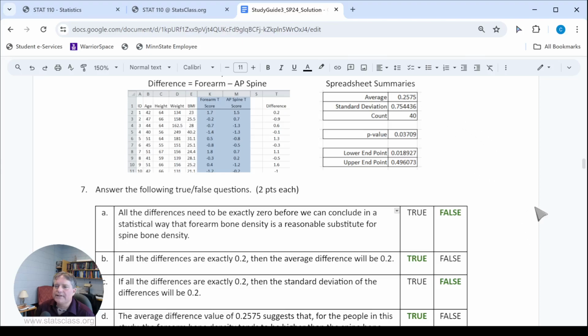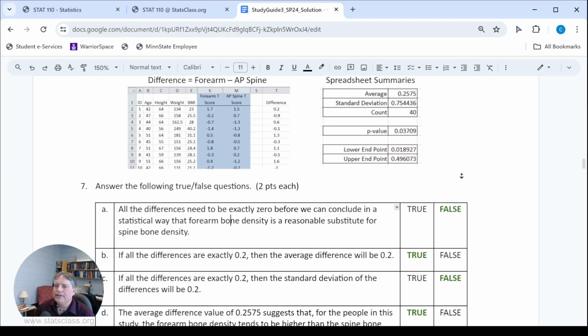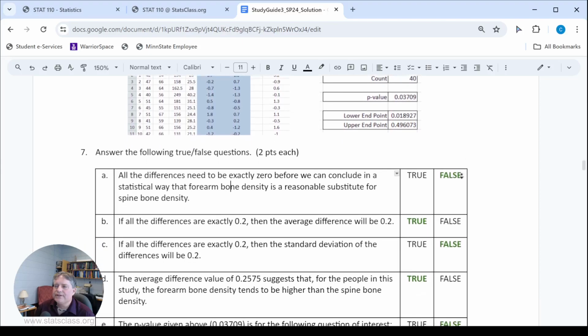If the differences are all 0.2, 0.2, 0.2, 0.2, 0.2 all the way down, then the average would definitely be 0.2, but the standard deviation would be 0 there, right? If they're all the same value, then the average distance back to the middle is going to be 0. So B is true, but C is false.